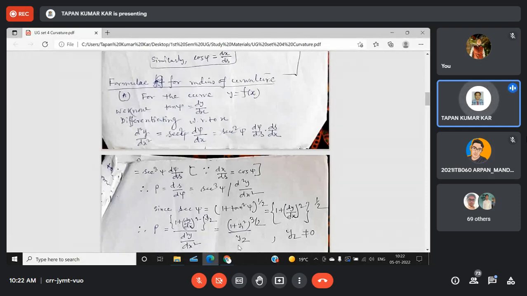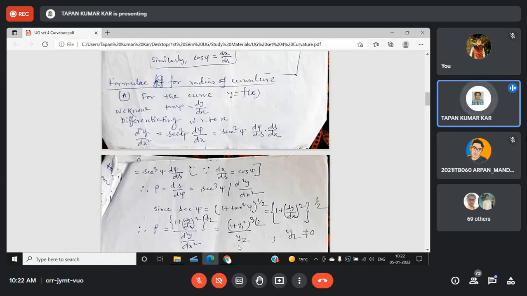But remember this formula. It is very much important. Rho equal to 1 plus y1 square whole to the power 3 by 2 by y2, provided y2 not equal to 0. It is in the denominator. If y2 equal to 0, then what will be the radius of curvature? Infinite radius of curvature.